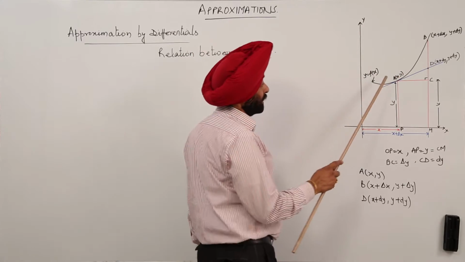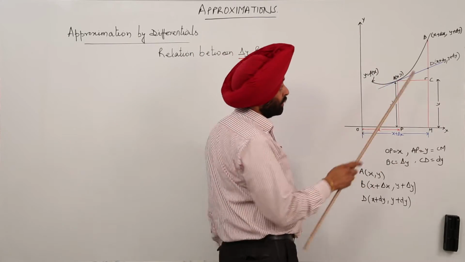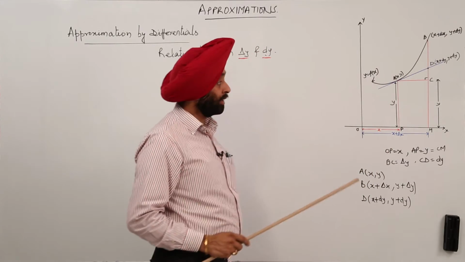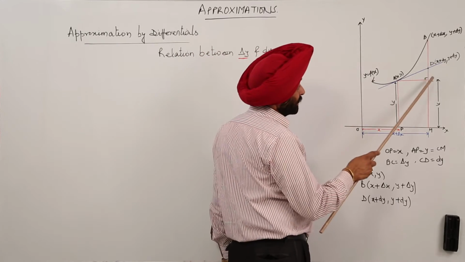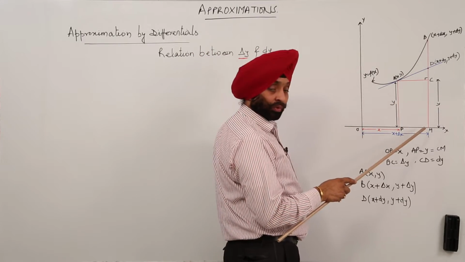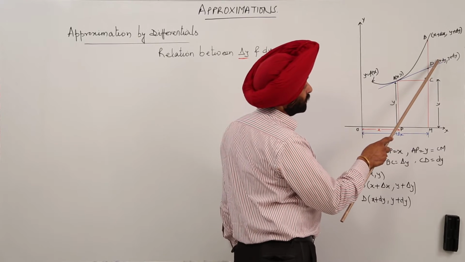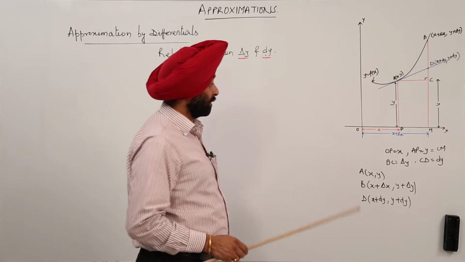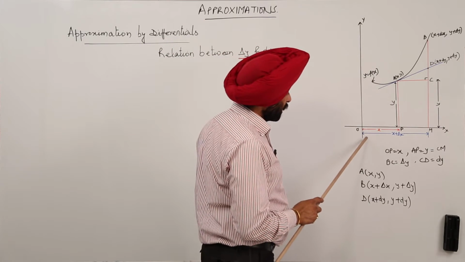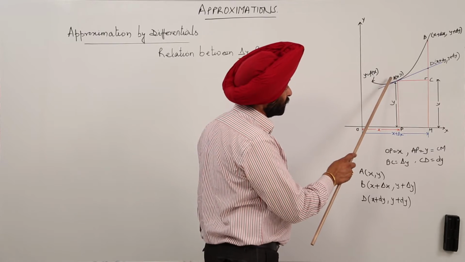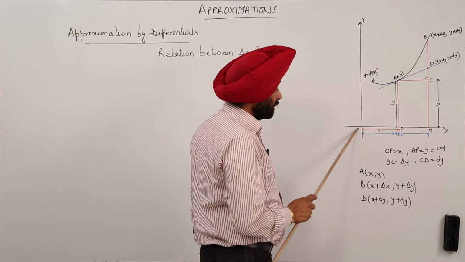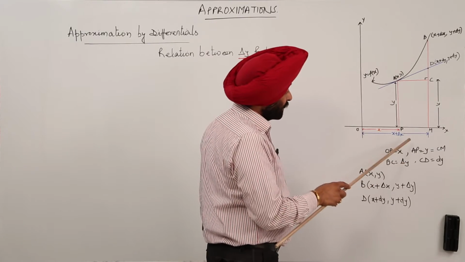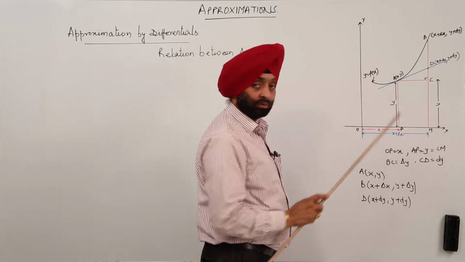Now we are having coordinates A is equal to (x, y). Coordinates of B, we have taken (x plus delta x, y plus delta y). Then the tangent is cutting the line parallel to y axis at point D, and the coordinates of D are x plus dx and y plus dy. Now what is the distance from O to P? When the coordinates of A are x, y, it means OP is x and AP is equal to y. When AP is y, it means CM is also y.